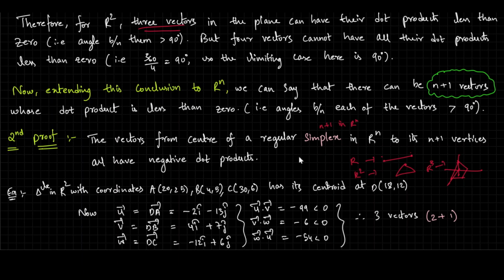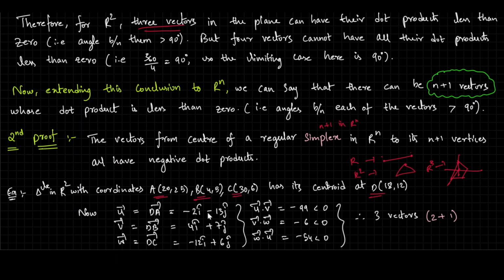So in vectors, take R square. A triangle in R square, that's a plane, with coordinates A (2, 0), B (4, 5), C (3, 6), and its centroid, because it's a triangle. So its centroid is defined, so that is (18, 12). You can just do (x1 plus x2 plus x3) divided by 3, (y1 plus y2 plus y3) divided by 3. And now let us form the vectors from the centroid to each and every vertex: dA, dB, dC.